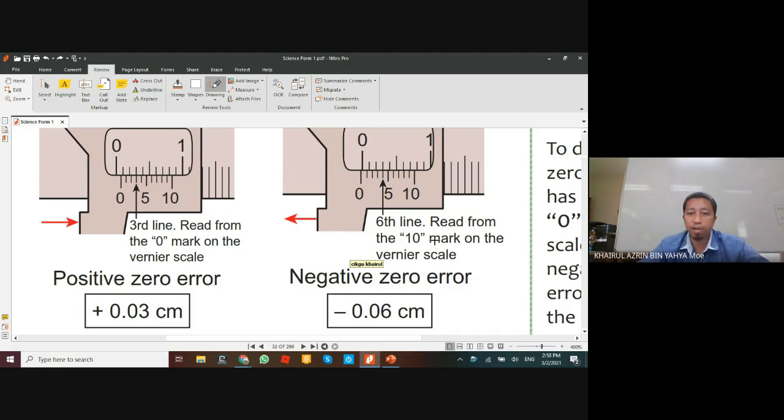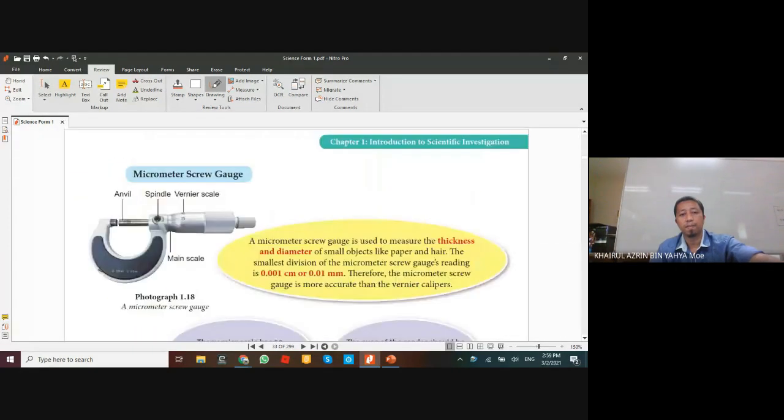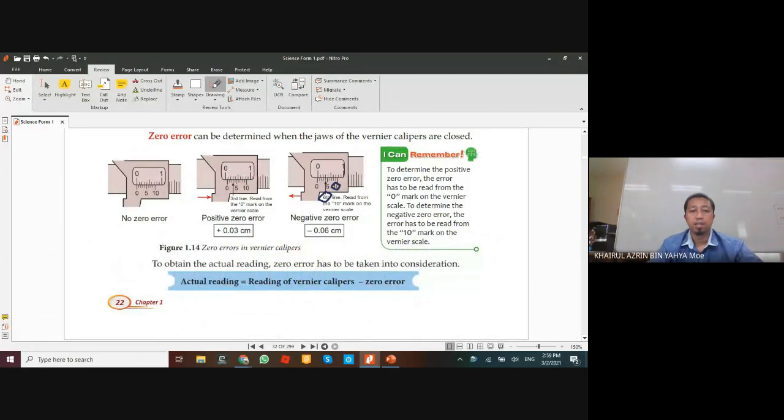However, it says here to read from the 10 mark on the vernier scale. Meaning we need to start from here. So start from 10. 1, 2, 3, 4, 5, 6. Again, you must start from 10. 1, 2, 3, 4, 5, 6. So it is the 6th line. If it is the 6th line, the error is 0.06 because this is less than 0, so we put a negative. To find the correct reading of the vernier calipers, you need to subtract the zero error.